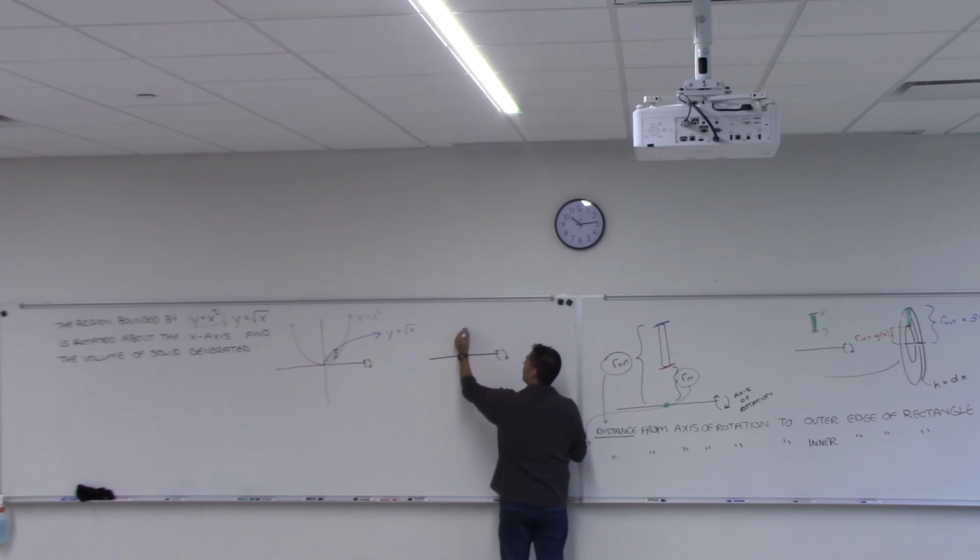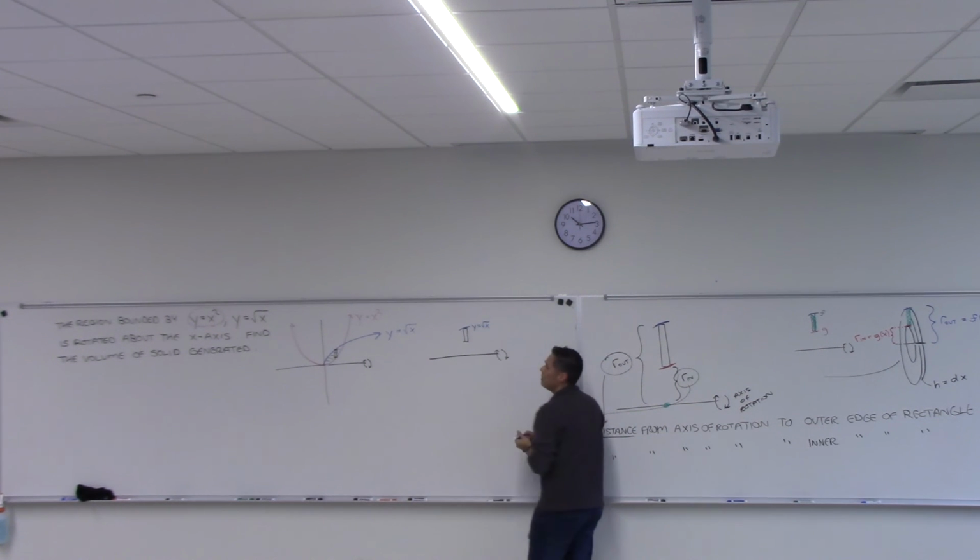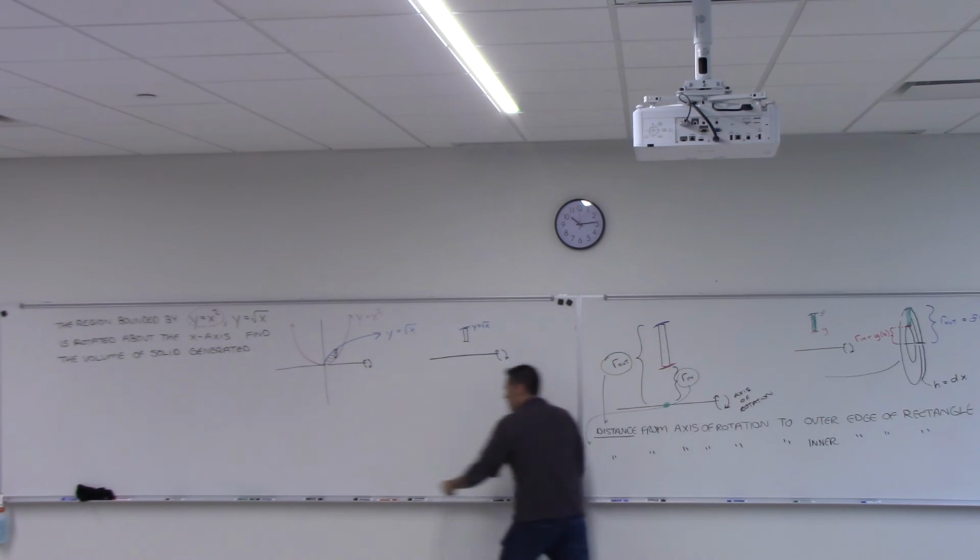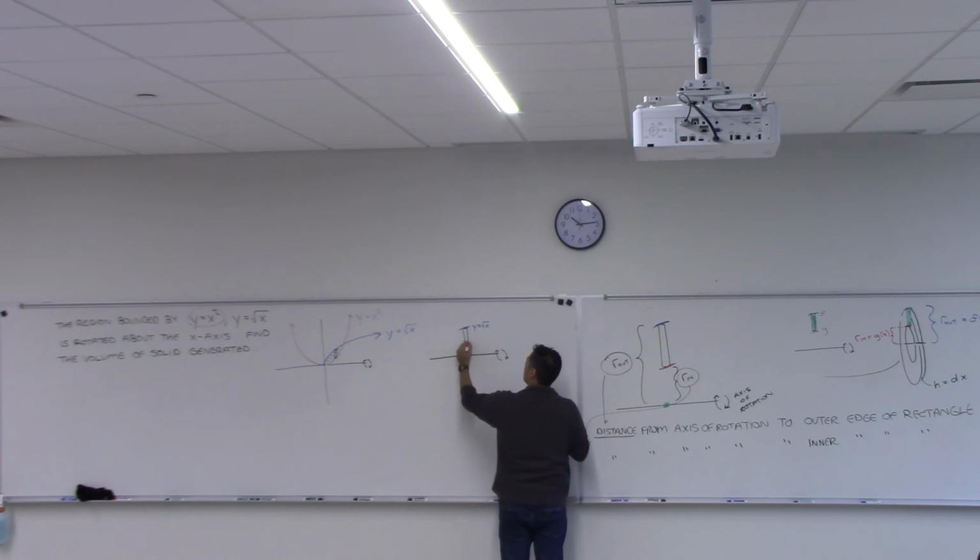I have the blue curve on top, right? That's what y equals square root of x up there, right? Then I have the red one on the bottom. And then that one is y equals x squared.